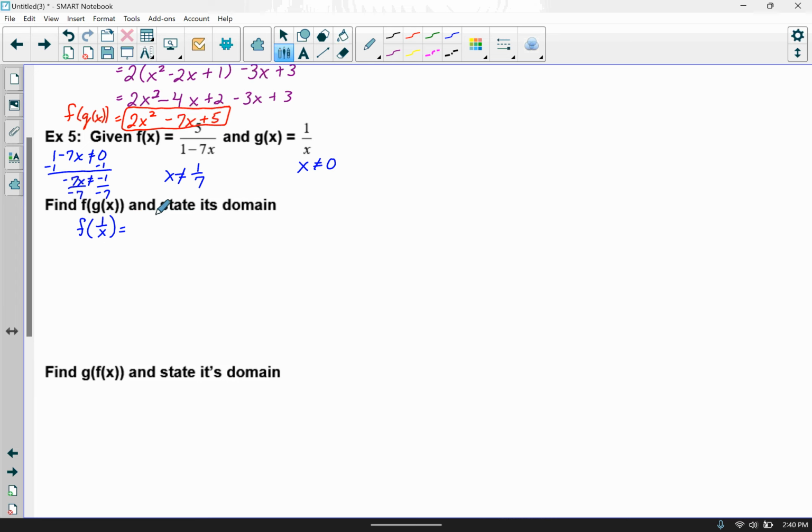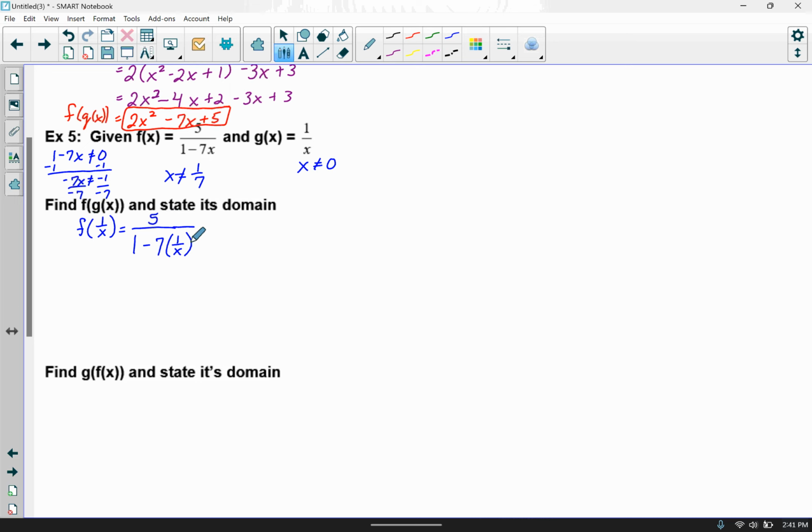So that leaves me then with 5 over 1 minus 7, and then I'm replacing that x down there with 1 over x. Because again, that says go to your f function. Everywhere you see an x, plug in 1 over x. So here was my f function, so that x was replaced with 1 over x.